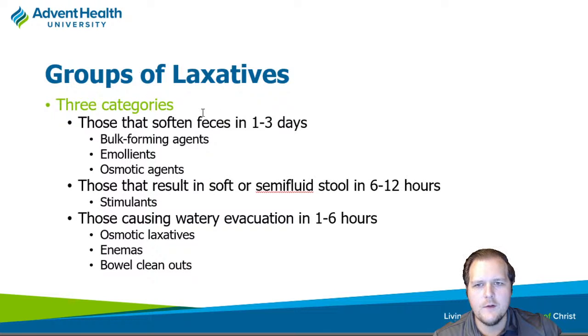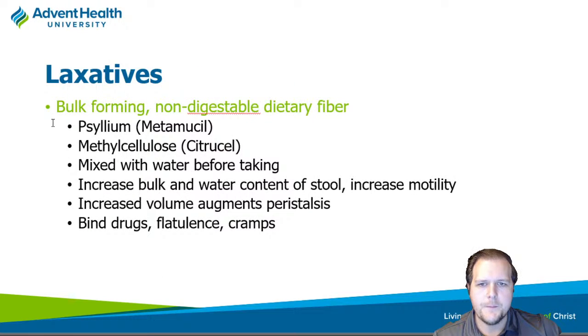So we're going to have three categories of laxatives. We're going to have ones that soften the feces in 1 to 3 days. So we'll have our bulk forming agents, our emollients, and osmotic agents. We're going to have those that result in soft or semi-fluid stool in about 6 to 12 hours. So these are stimulant laxatives, and then those that cause a watery evacuation in 1 to 6 hours. And appreciate the flowery language we get to use here. This includes our osmotic laxatives, enemas, and then our bowel cleansing preparations.